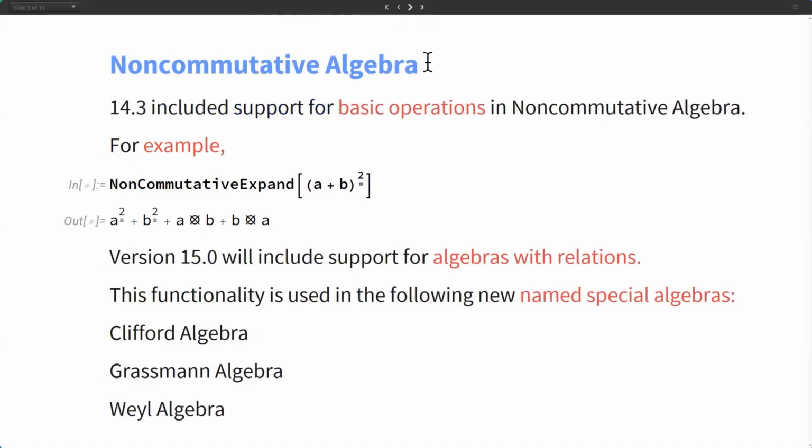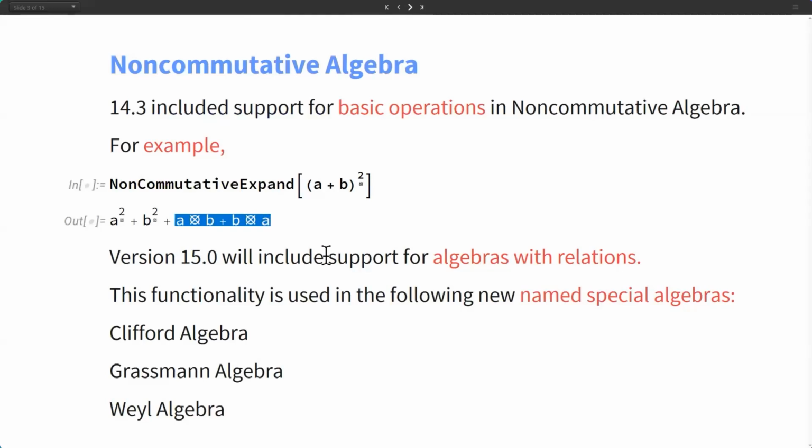Version 14.3 includes support for basic operations in non-commutative algebra. So for example, here's a non-commutative expand. You have a plus b, the whole square. That's a kind of generalized power. And the answer turns out to be a square plus b square, and then you have an a times b and a b times a, because you can't really do twice a times b. There's no commutativity over here. But in practice, what happens is that often this kind of pair will shrink to something like -1 or something like that. And in that case, the question is, what do you do?